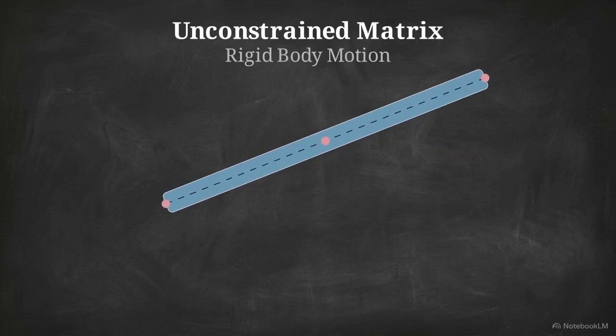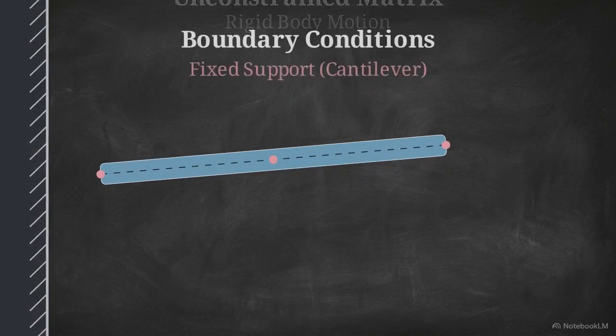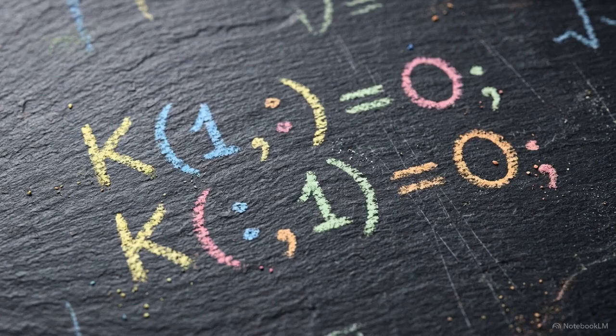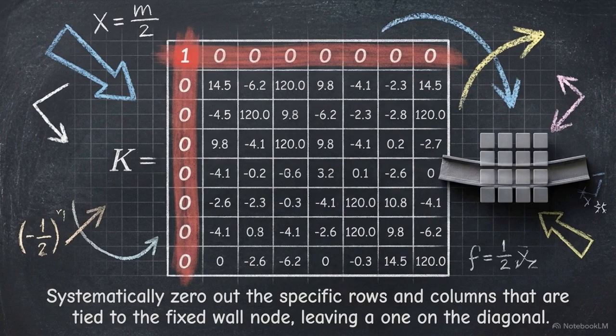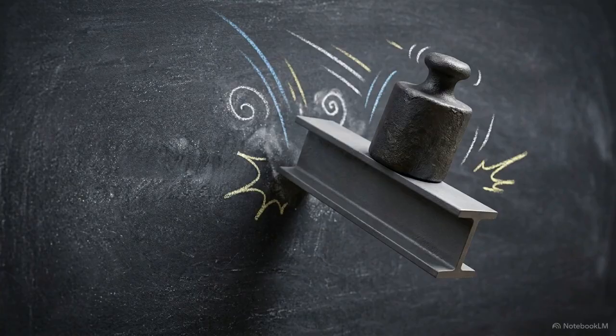Right now, that unconstrained matrix represents a beam floating freely. To make it useful, we must apply boundary conditions that act as physical supports, like anchoring one end to a structural wall. We code this by partitioning the matrix. Systematically zero out the specific rows and columns that are tied to the fixed wall node, leaving a 1 on the diagonal. If you fail to lock these supports, the solver will crash and return a singular matrix error. The software cannot calculate displacement for an object that isn't anchored down.